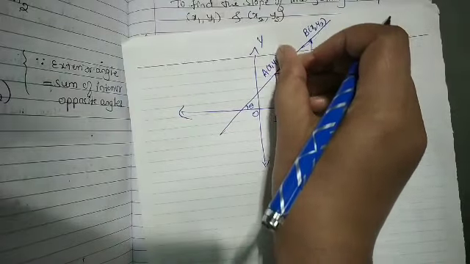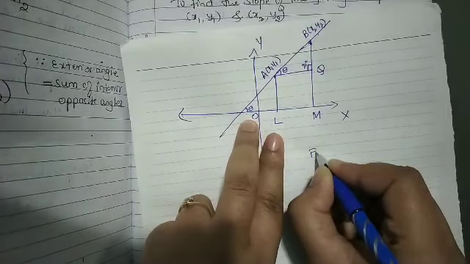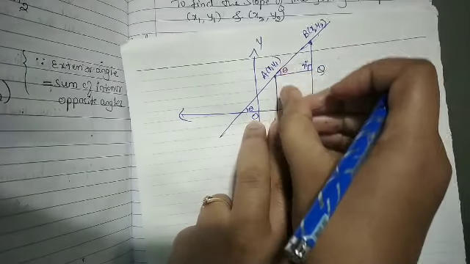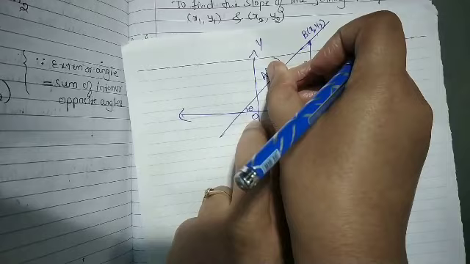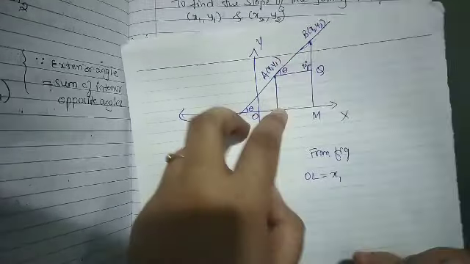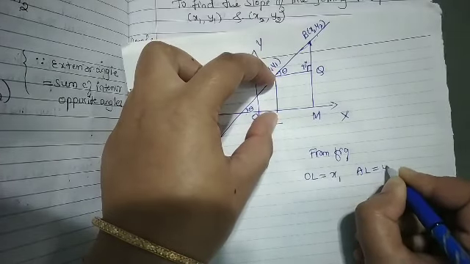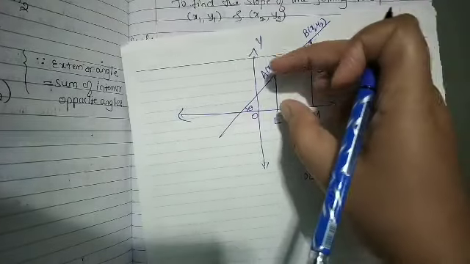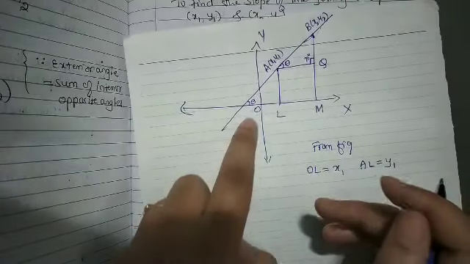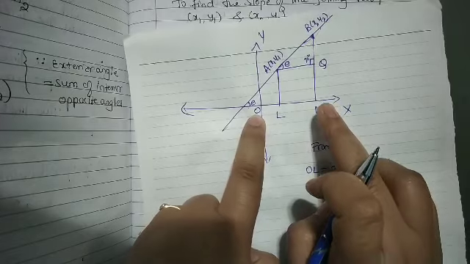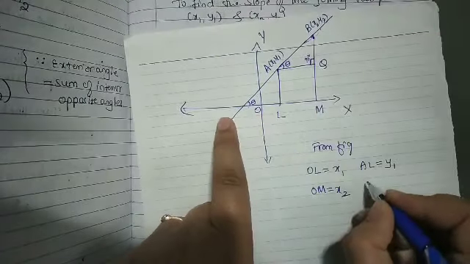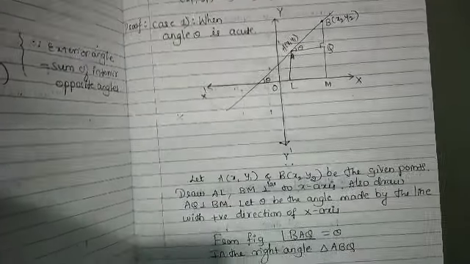With respect to the coordinates x1, y1, from this figure, distance OL is x1, and distance AL is y1. Similarly, distance OM is x2 and distance BM is y2. So you write this down, taking the diagram and writing it in your notes.